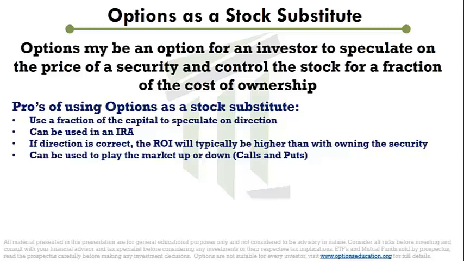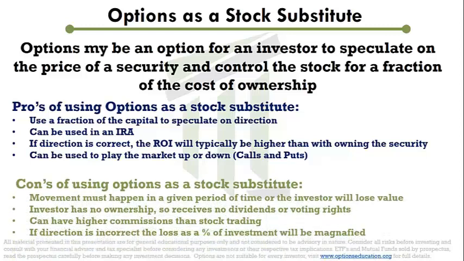Now, if the direction is correct, the ROI will typically be higher than owning the security, and it can be used to play both up and down markets. Now, the cons are that the movement must happen in a given period of time, or the investor will lose value. The investor also has no ownership, so they receive no dividends or voting rights, and these can have a slightly higher commission than stock trading. If the direction is incorrect, the loss as a percentage of investment will be magnified.